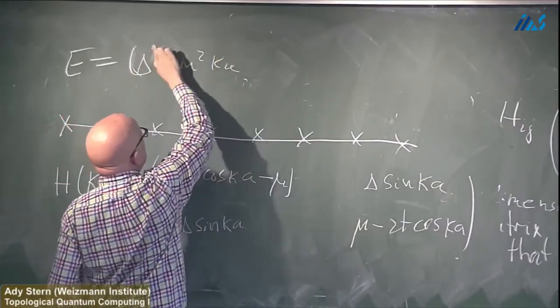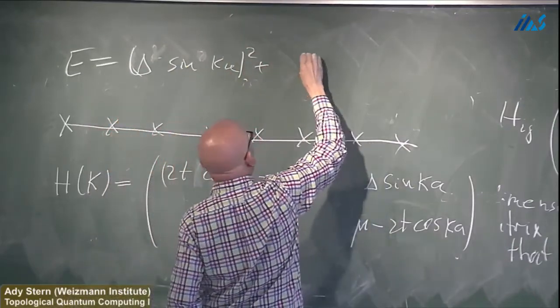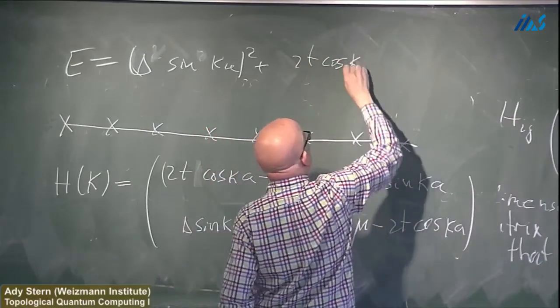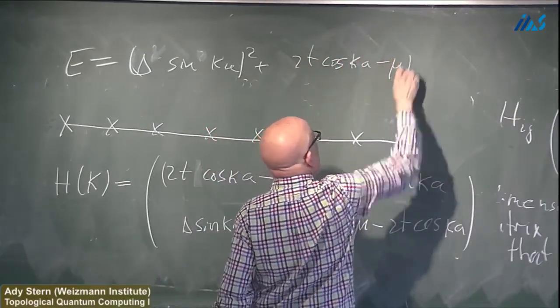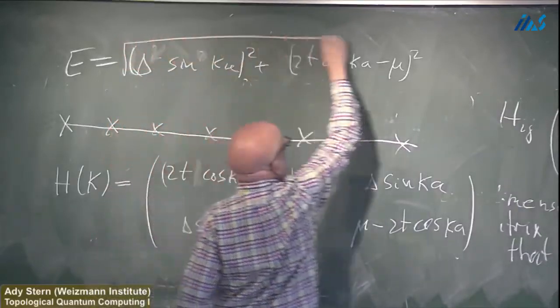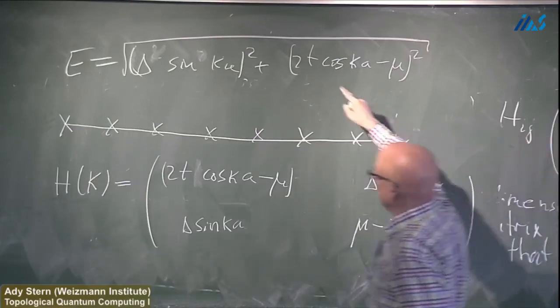Maybe I'll write it as the square root of delta sine ka squared plus 2t cosine ka minus mu squared. And you see that to close the gap, you need to make both terms zero.